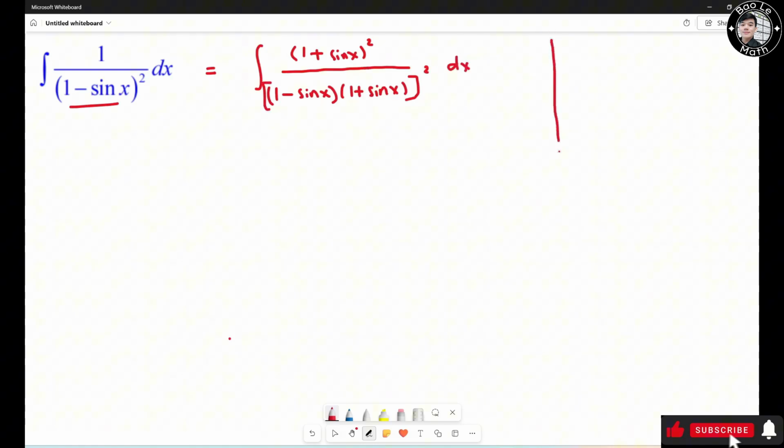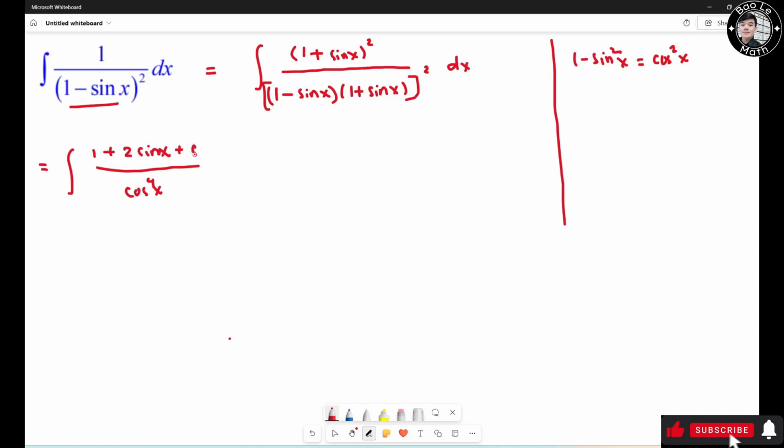Now, side note, 1 minus sine s times 1 plus sine s is equal to 1 minus sine square of s. But 1 minus sine square of s is equal to cosine square of s. So the bottom can be written as cosine to the 4 of s. The top, you need to expand, it's going to be 1 plus 2 sine s plus sine square of s, ds.